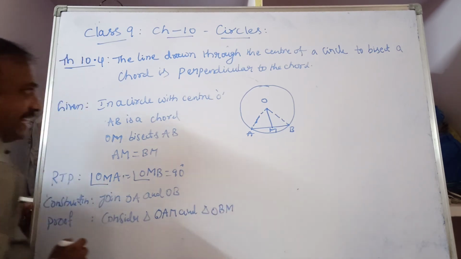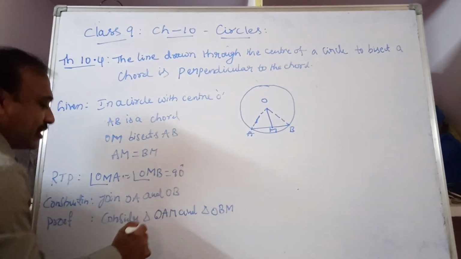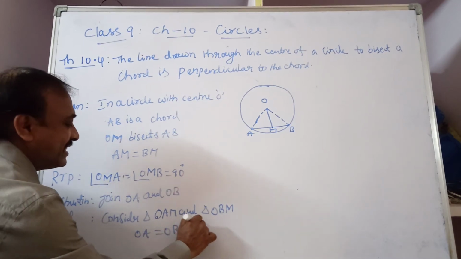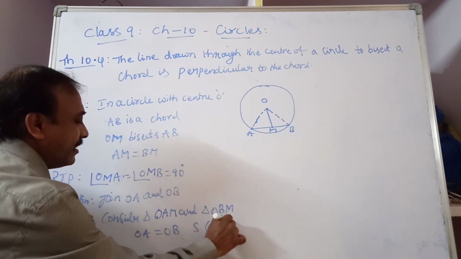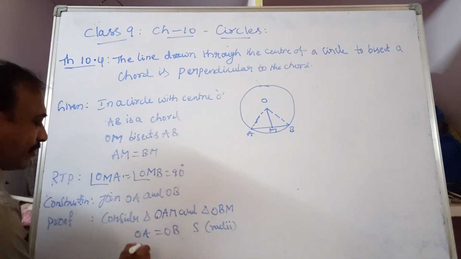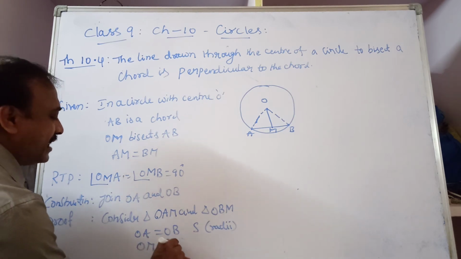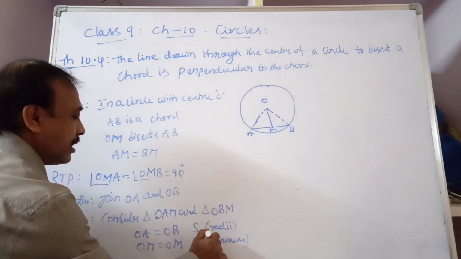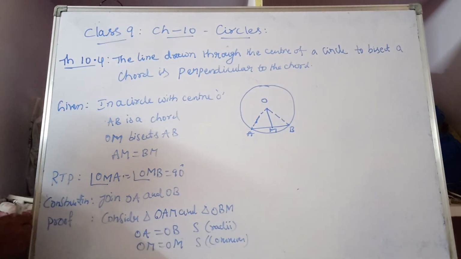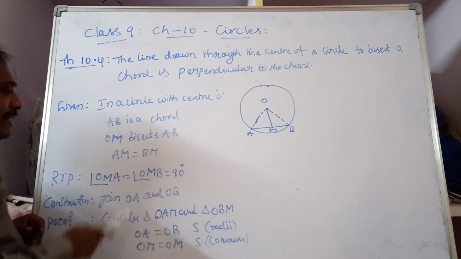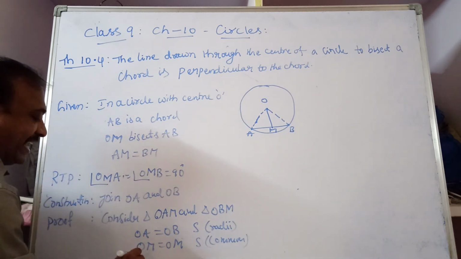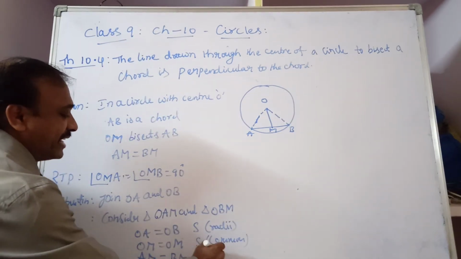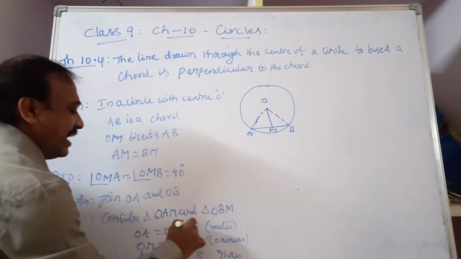In that, OA is equal to OB. What is the reason? That is side and radii. OM is equal to OM, a side which is common in both triangles. Now one more side. What about AM and BM? That is given in the question. So we can write AM is equal to BM. This is also a side given, as M is the midpoint.